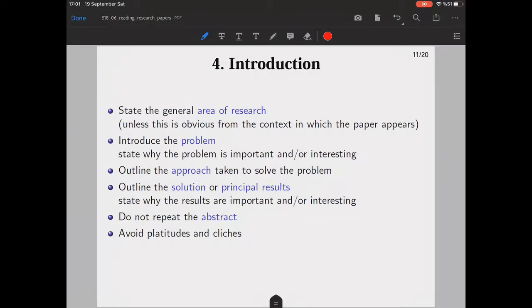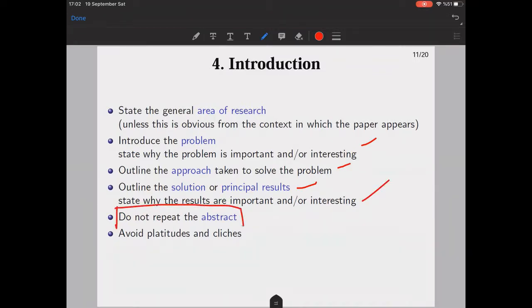Then comes the introduction part. Here in this part, you should state the general area of research, unless this is too obvious from the context in which the paper appears, but usually you need to state this. You should introduce the problem, state why the problem is important and interesting, and outline the approach taken to solve the problem. Talk about your method here, the body of the paper, and outline the solution or principal results of the study, and state why the results are important and interesting as well, because people read this introduction for detail later. And be careful, do not repeat the abstract.